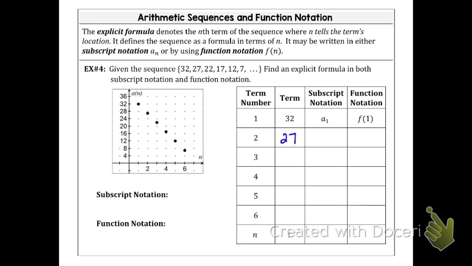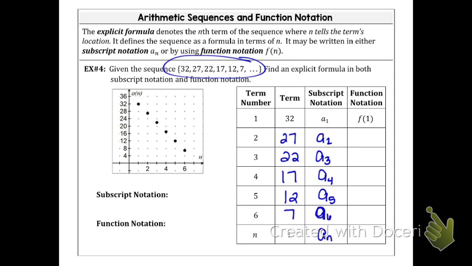I'm just reading up here in that list that they gave us. Third term's 22, then it was 17, then it was 12, and it was 7, and we could keep going. So the term number is 1, its subscript is a sub 1, so the second term would be a sub 2, third term's a sub 3, fourth term's a sub 4, fifth term's a sub 5, sixth term's a sub 6, the nth term would just be a sub n.